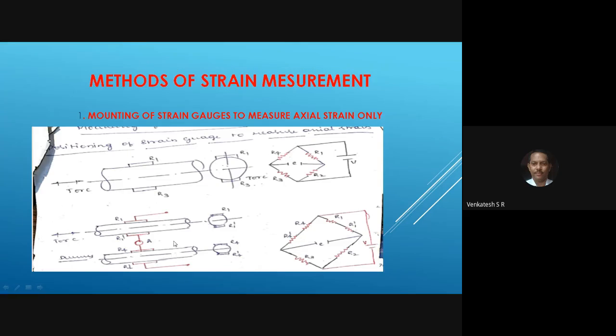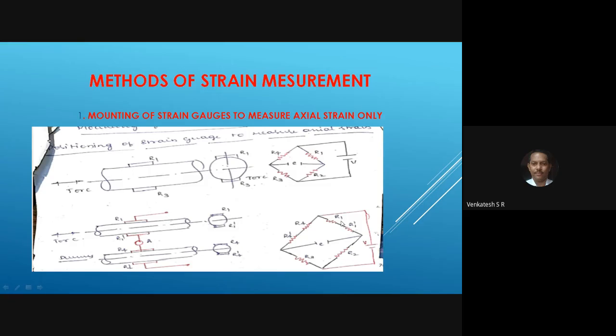Fix these two diametrically opposite to each other. All of you observe here. This is the shaft where you can apply the load in tension or compression. This is R1 and R2. Connect the R1 dash to R4 and R4 dash like this, and these two points you can connect in the Wheatstone bridge like this.